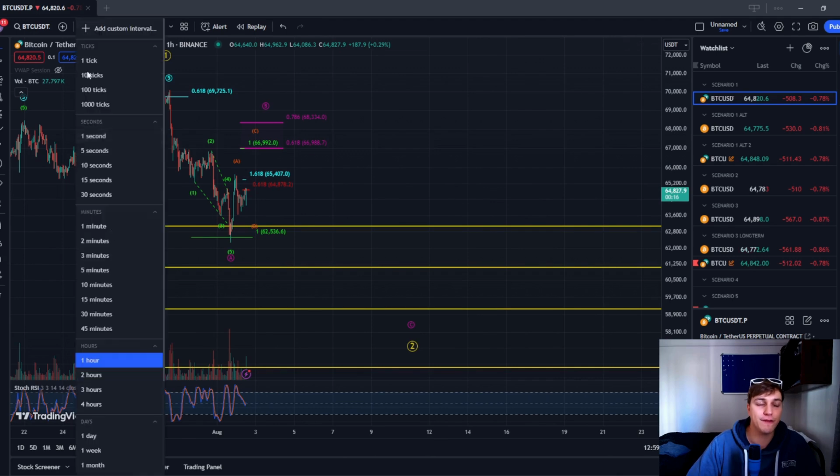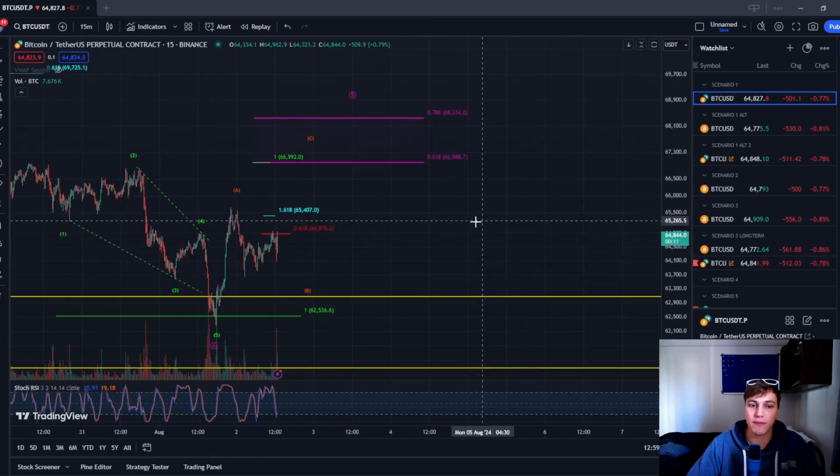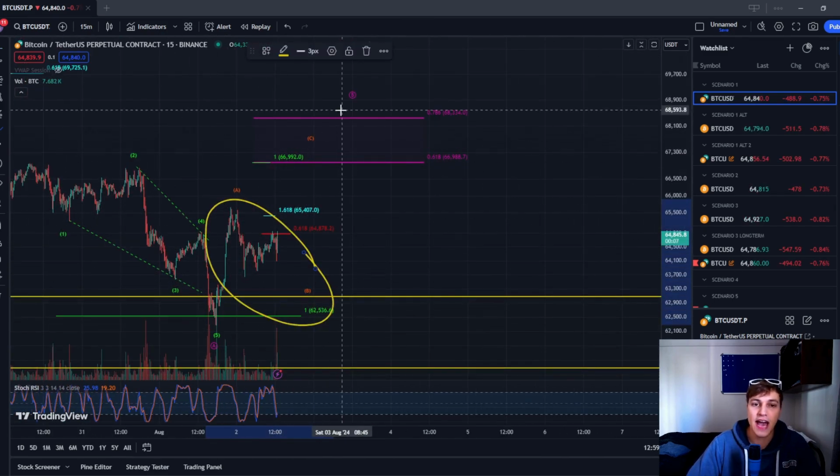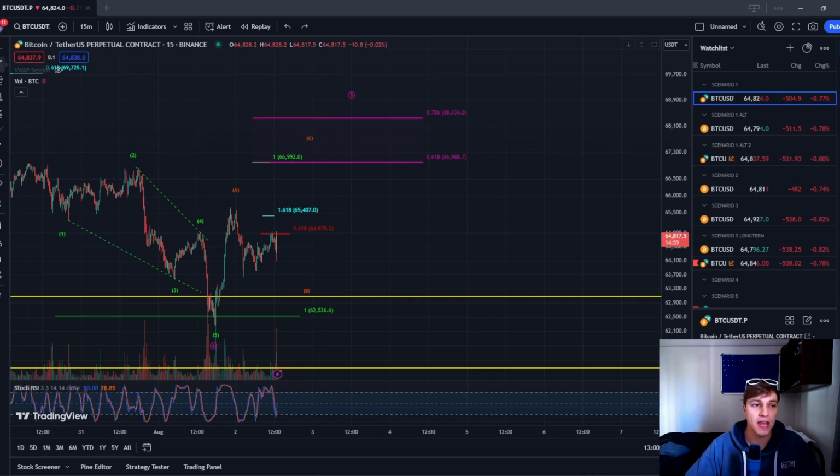Now on the 15-minute time frame, it is the same as the hourly time frame, as we are in even more of a B wave within a B wave. It is very, very dangerous. Please trade carefully when trading this area of price, but I would not take a trade on the 15-minute time frame either.